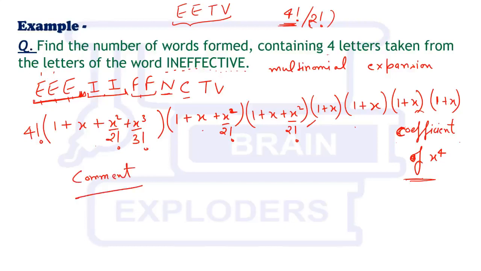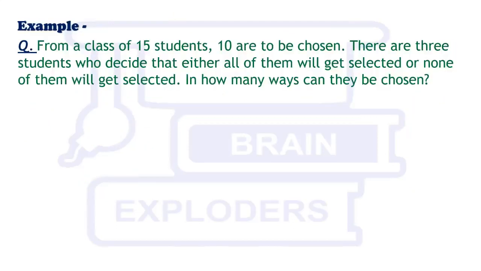From a class of 15 students, 10 are to be chosen. There are 3 students who decide that either all of them will get selected or none of them will get selected. In how many ways can they be chosen? In the question it is written that either all 3 of them will be selected or none of them will be selected.